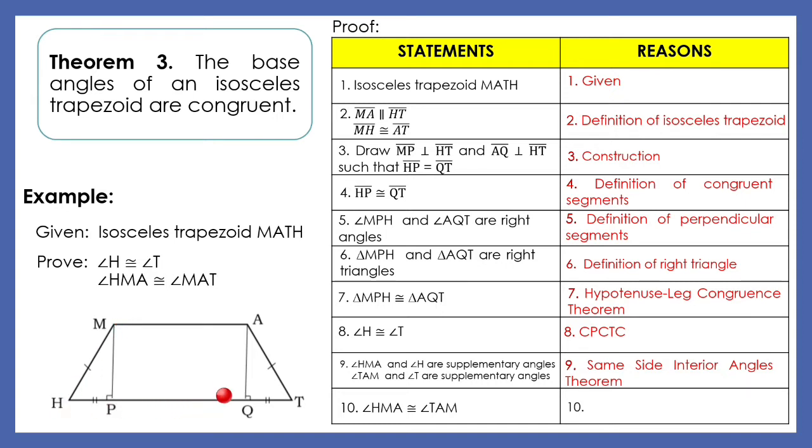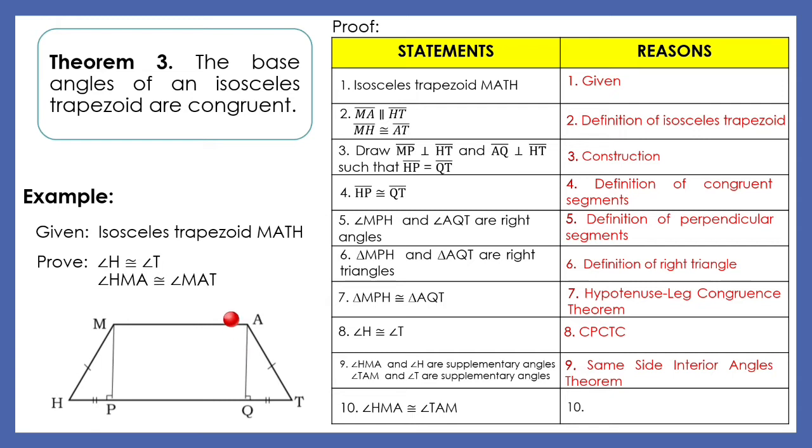And then, yung ating angle TAM at saka angle T, nasa same side din sila. Same side interior angles sila. Ang kanilang sum ay 180 degrees. For number 10, angle HMA is congruent to angle TAM. So, this is our angle HMA and this is our angle TAM.